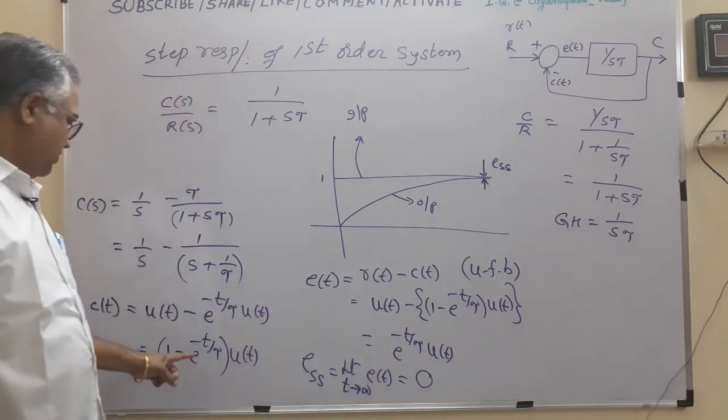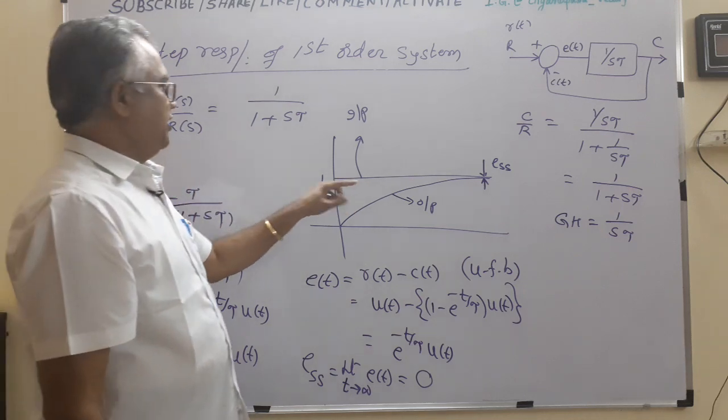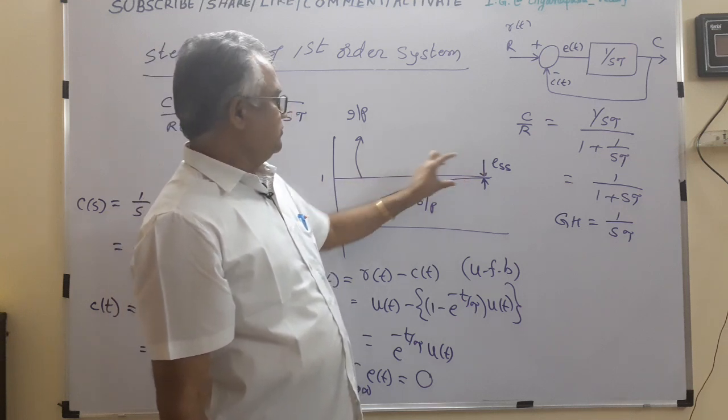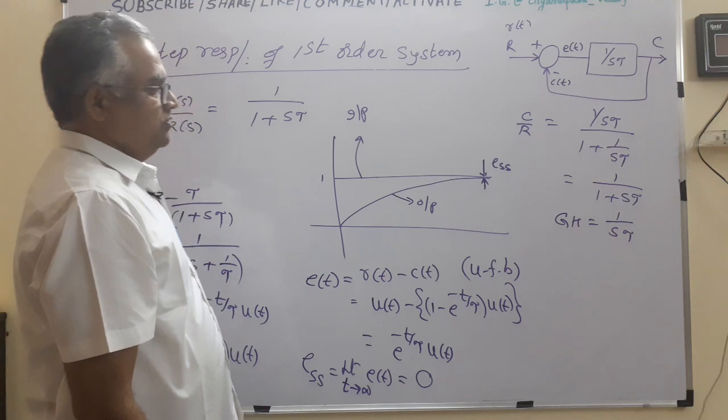Graphically also, at t equal to infinity, this is 1. 1 minus 1 is 0. So graphically 0, mathematically also 0.